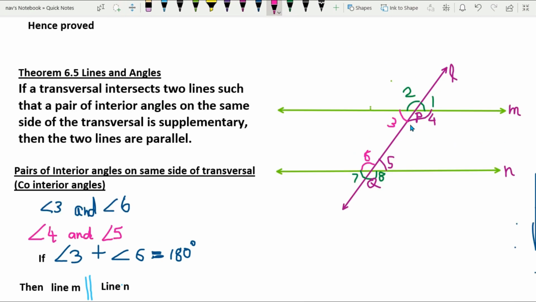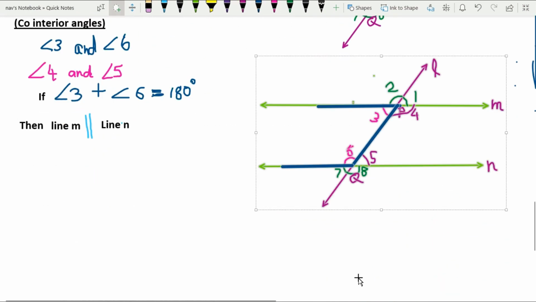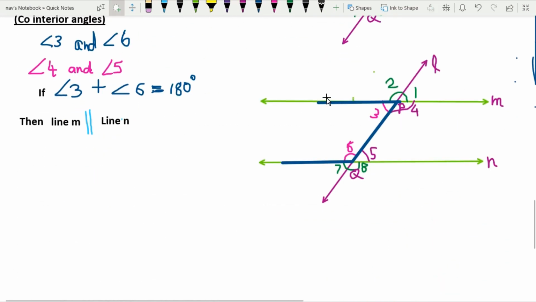Now there is a shortcut to find these co-interior angles. We can see a C shape forming here. The C shape stands for co-interior angles. Let me highlight that. So this is the C shape I am talking about. So see the C shape. Inside the C shape, look at the corners of this C shape. You can see angle 3 and angle 6. These are the co-interior angles.